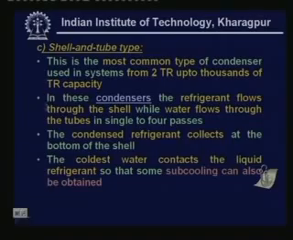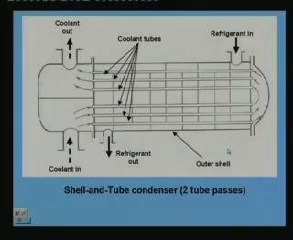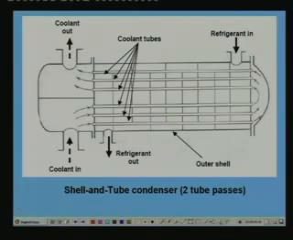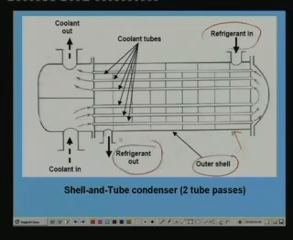Let me show a picture of a typical shell and tube type of condenser. You can see here a shell and tube condenser with 2 tube passes. What is the meaning of tube passes? Let me explain the construction details. You have the outer shell here. Okay, so the refrigerant vapor which flows through the shell enters at the top, okay, and leaves from the bottom. And this shell consists of several tubes. Okay, so these are the tubes. You can see the coolant tubes, and through these coolant tubes, the coolant flows.